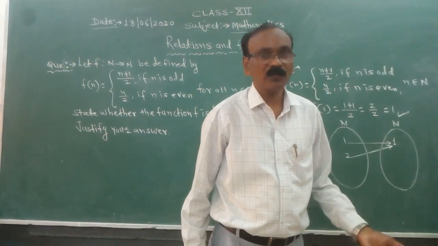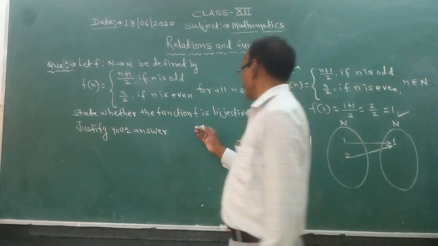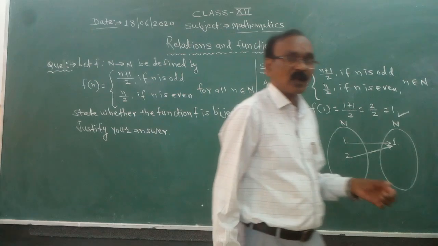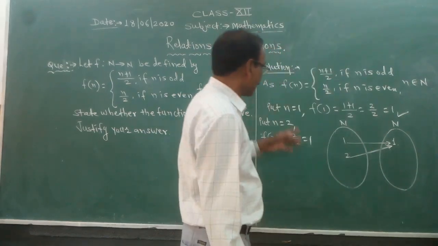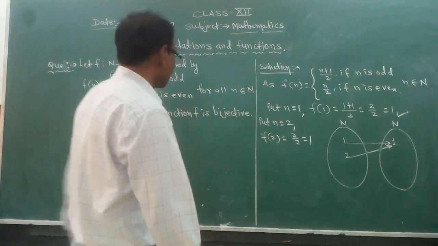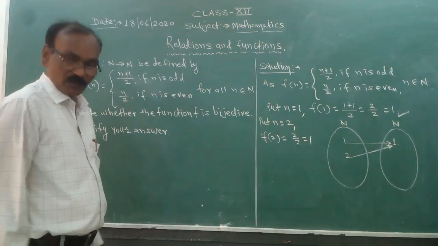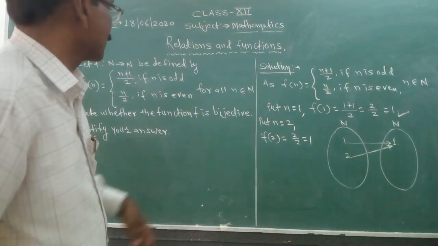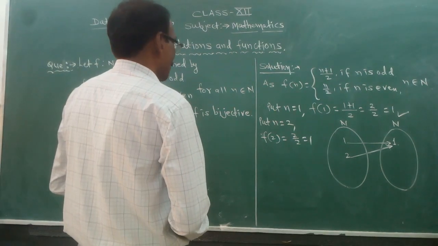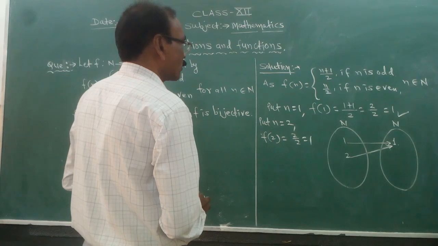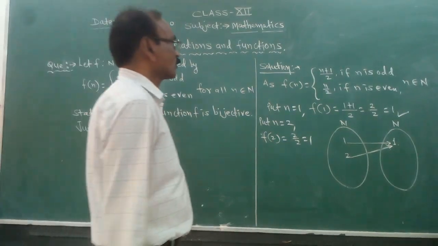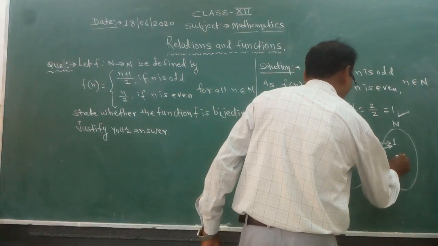If it is not 1-1, it will not be a bijective function, because a bijective function means it should be 1-1 and onto. So it fails here. Therefore this function is not a bijective function, that is 1-1 and onto. Fails here. Okay. Then can you check for onto function? Onto again.